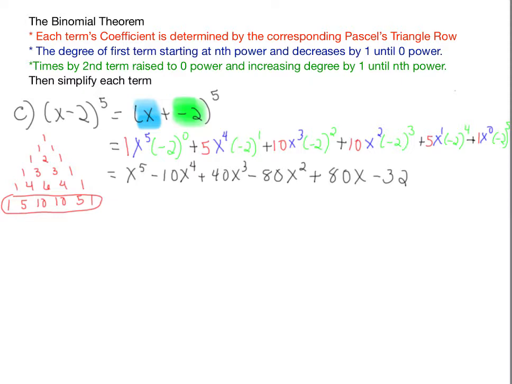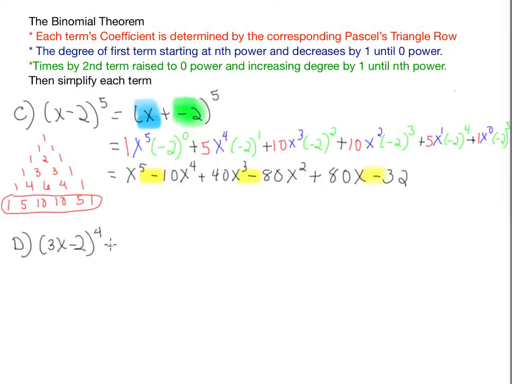That's a wonderful pattern that shows up. Notice our signs for each term alternate from positive to negative to positive to negative. That will always occur when you have a binomial that is a subtraction.